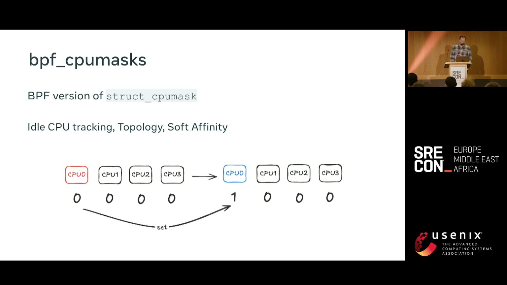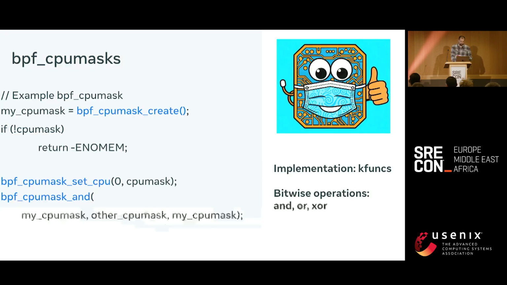Next, we have BPF CPU mask. It's the BPF version of the struct cpumask in the kernel. These are used for things such as idle CPU tracking, topology awareness, or affinity groups. You can do things with a CPU mask like set a bit that represents a single CPU in your bit mask, or CPU mask, sorry.